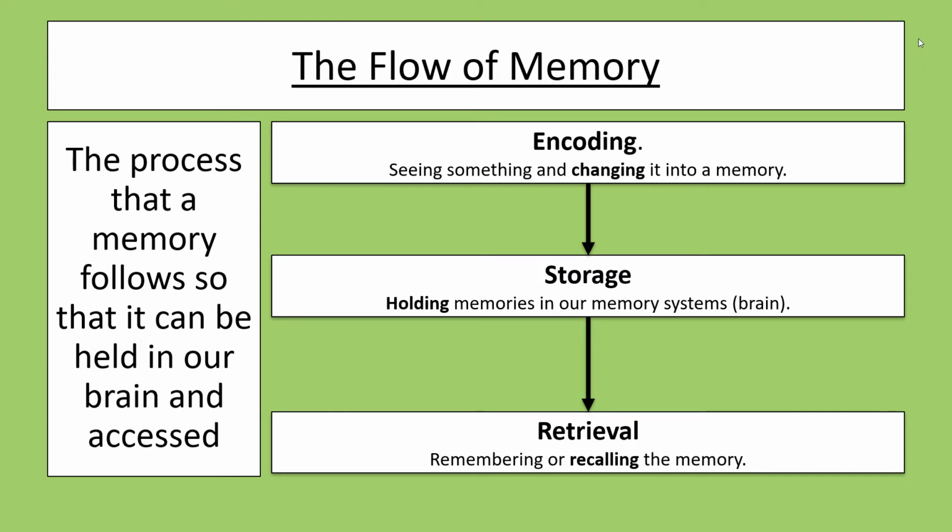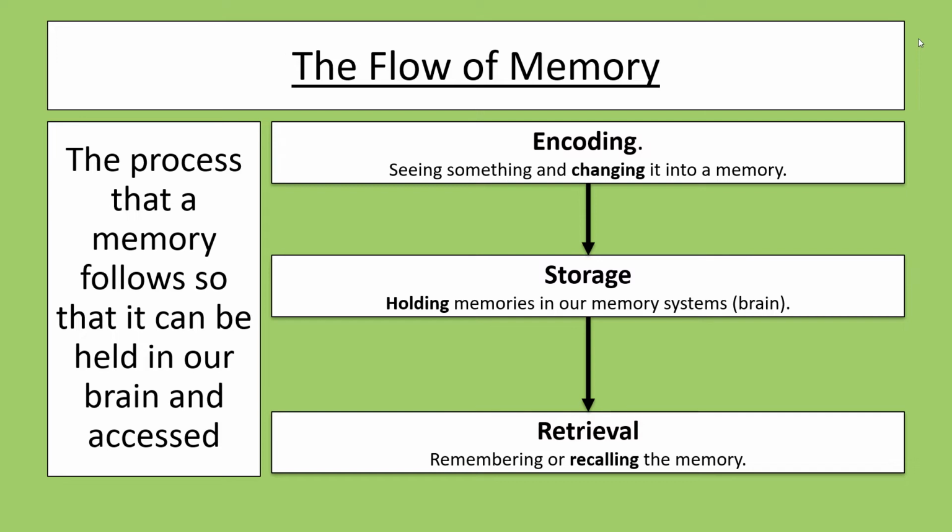Once the memory has been successfully encoded and we've stored it, the next thing that happens is at some point we're going to want to use that memory. Maybe we want to remember something for an exam. Maybe we're having a chat with our friends about what we did at the weekend, or what film we've just watched, and that process is then going to be called retrieval.